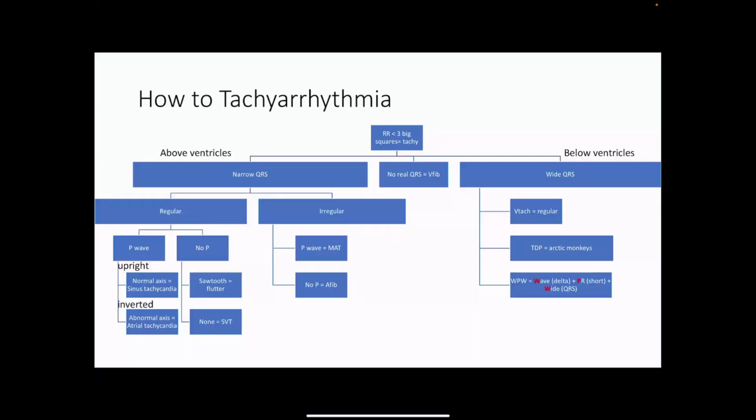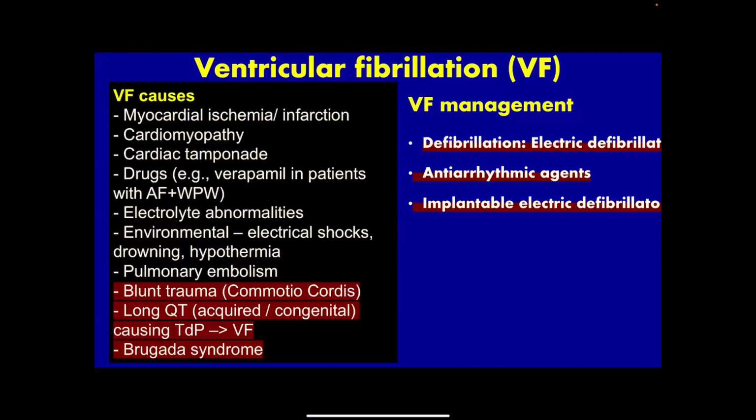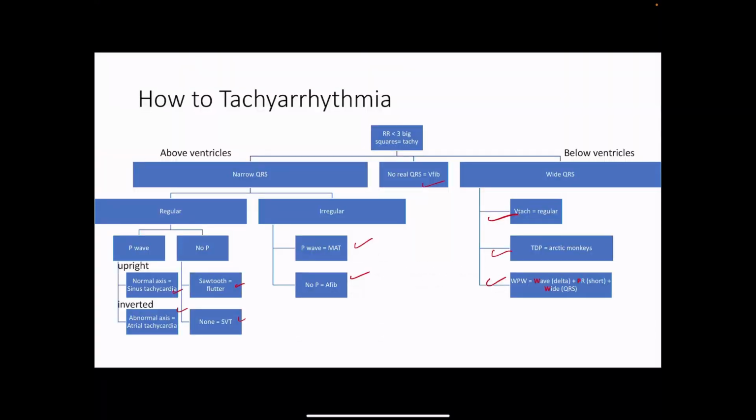Okay, so are our tachyarrhythmias clear? Because they're very important to recognize. We talked about all of these. Okay, quick summary before we move on, because we're done with tachyarrhythmias. The first thing you look at is whether it is a tachyarrhythmia in the first place, which means more than 100 beats per minute, or less than 3 squares. Second step, is it narrow QRS or wide QRS? If it's narrow, you look at whether it's regular or irregular. If it's regular, you check if there is a P wave.